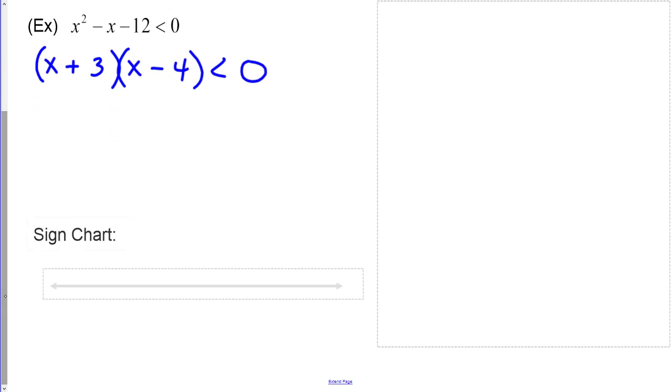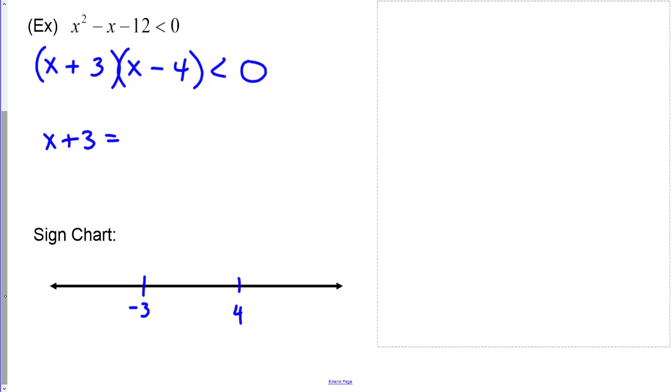So on your sign chart, you want to place your factors. So negative 3 is a factor, and 4 is a factor. Notice these are the values that you get when you set each of the factors, x plus 3, equal to 0.